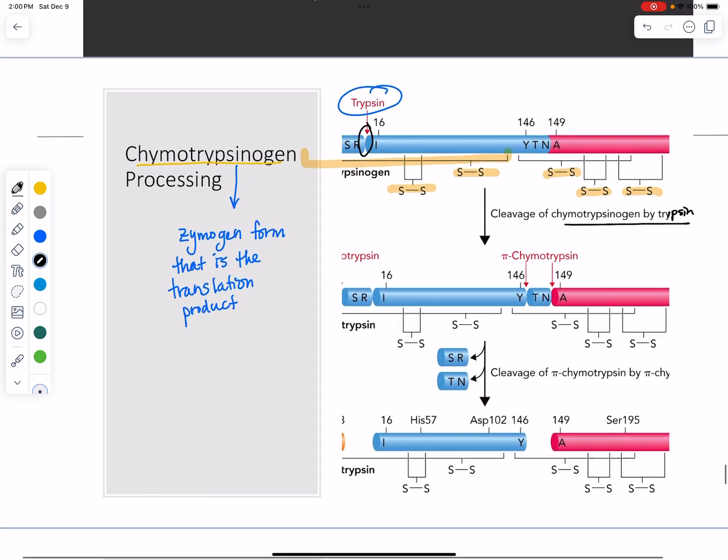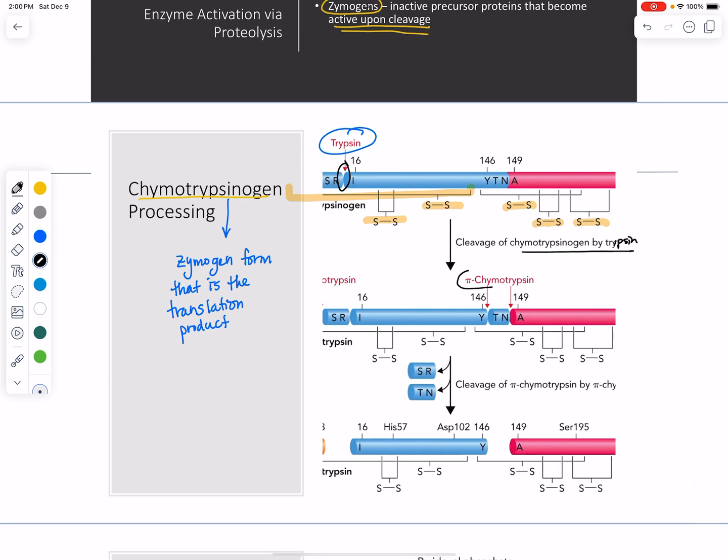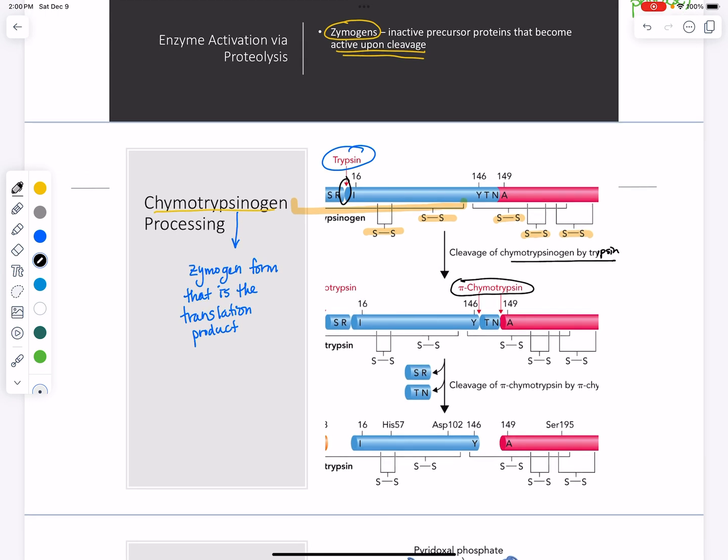And then what that leaves you with is kind of two parts, one of which is called pi chymotrypsin. Pi chymotrypsin engages in autocleavage. So pi chymotrypsin has catalytic activity, and it cleaves itself.